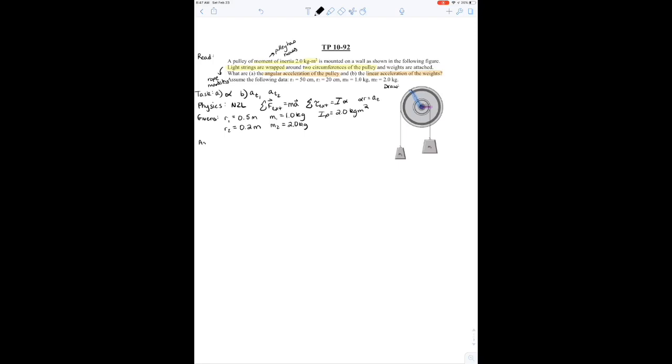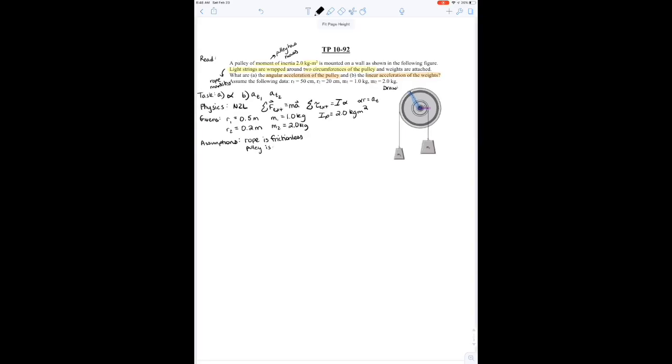Next up is our assumptions. So we're already told that the rope is massless. It doesn't tell us that it's frictionless, but I'm going to assume the rope is frictionless. We already know it's massless. And then I'm also going to assume that the pulley is frictionless. There's nothing in the problem provided to us for it to have friction. So I'm going to assume that there's no friction. We're ready to solve, but we'll do that in the next video.